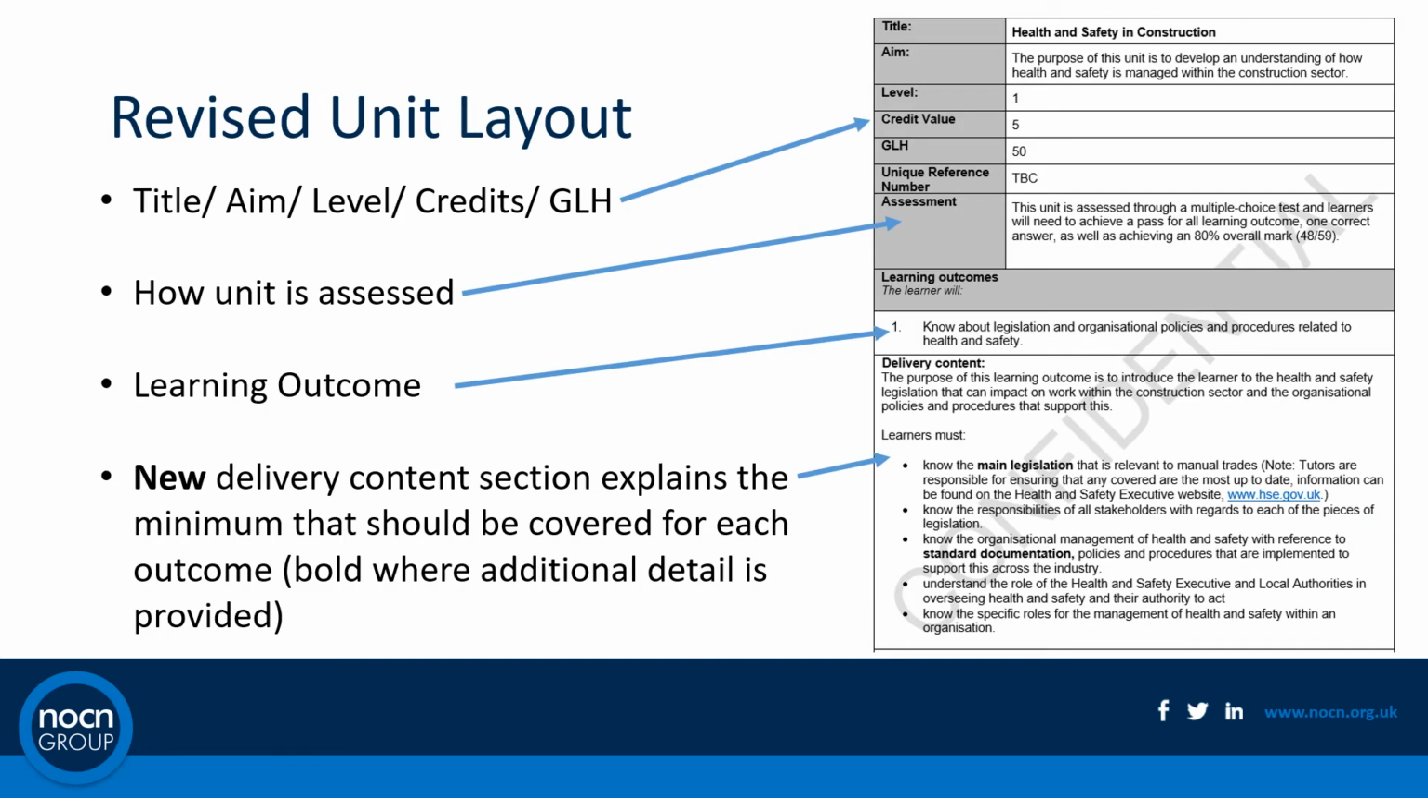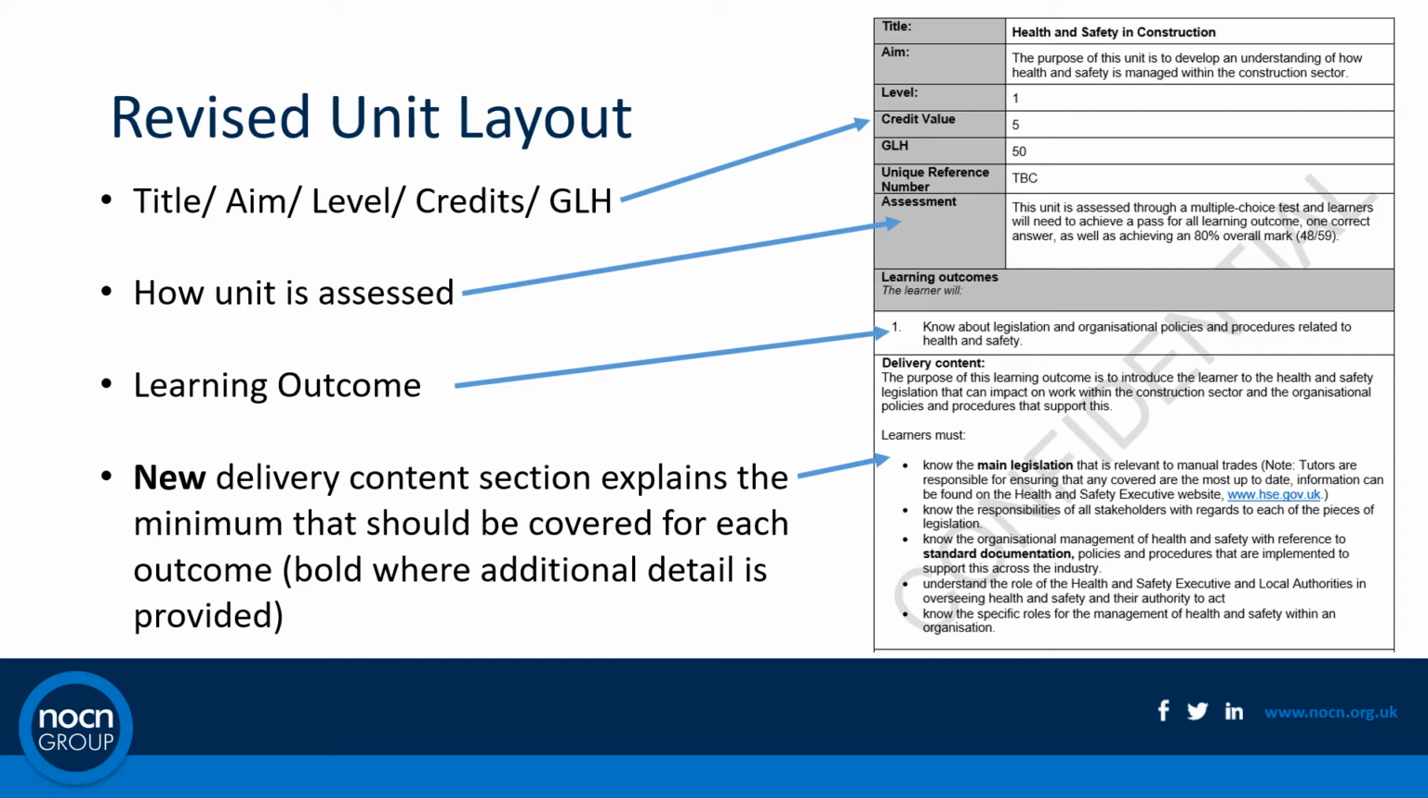Revised unit layout. So, as I mentioned, we've slightly changed the approach that we've taken to writing our units for these qualifications. As you can see on the right-hand side of the screen, there is a health and safety and construction unit. Now, a lot of this will be very familiar to those who already deliver qualifications, because you've got your title, aim, level, credit value, GLH, etc. However, it's when we come to the bottom section of this where things change a little.